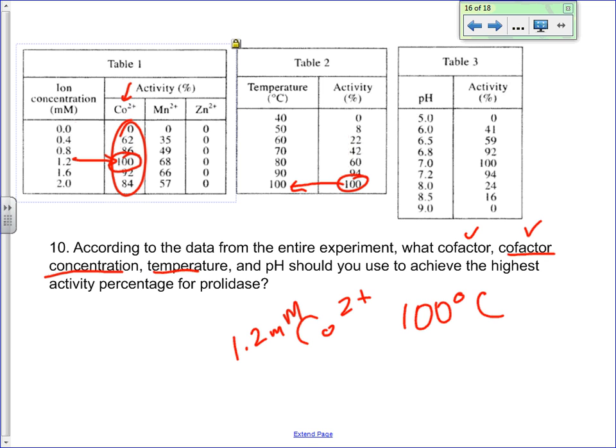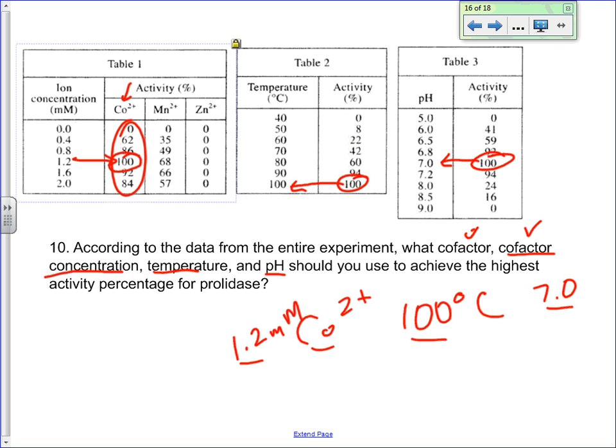Last but not least, what about a pH? 7.0, because that gives us 100%. Boom. That's everything. Because you're looking for the cofactor, cobalt ion, the cofactor concentration, 1.2 millimolar. You're looking for the temperature, 100 degrees Celsius, and you're looking for the pH, 7.0.